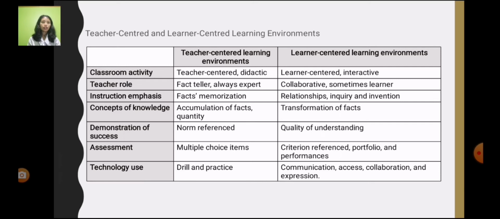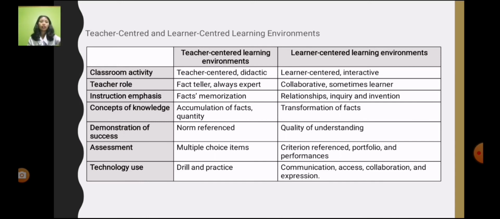Demonstration of success. Instead of norm referenced demonstration, it is quality of understanding to learn effectively. From the assessment, instead of multiple choice items or simply the paper pencil test, it is criterion referenced, portfolio, and performance to assess all the domains of learning. And lastly, the technology used: instead of technology being used as drill and practice, it is used for communication, access, collaboration, and expression.